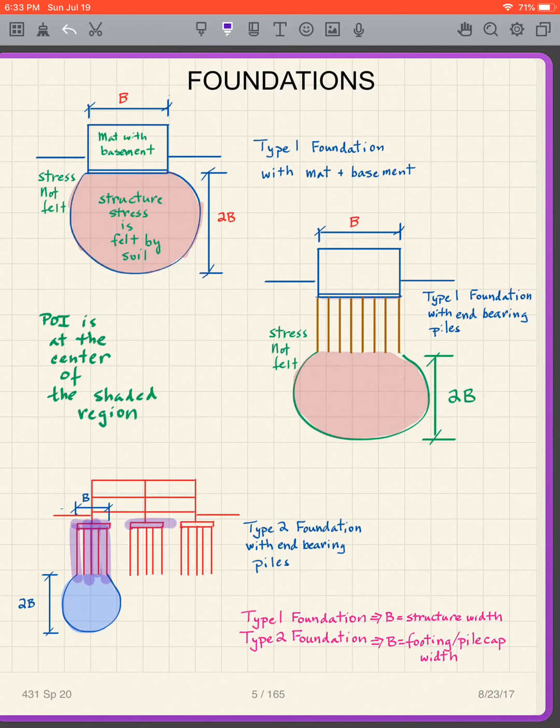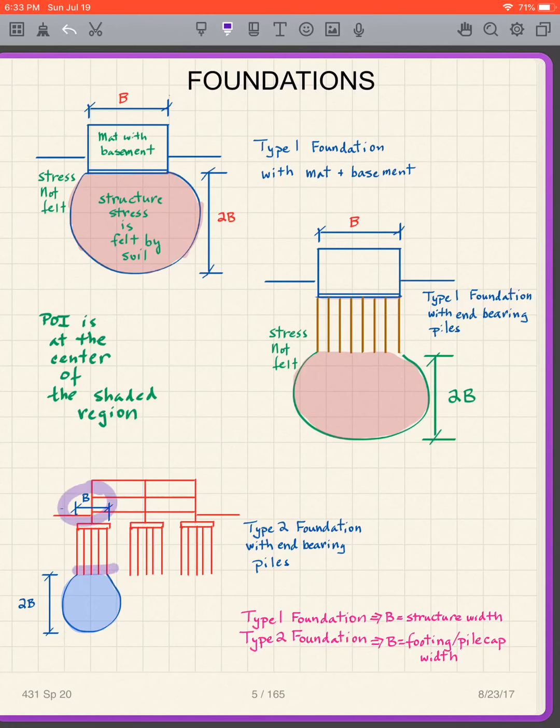We're going to call this a type 2 foundation because we are going to have this width B. In other words, the width B is not this entire width of the structure. Instead, B is the width of the pile cap. So the pressure bulb goes down from the tips. Again, these are end-bearing piles, and it goes down a distance of 2B.